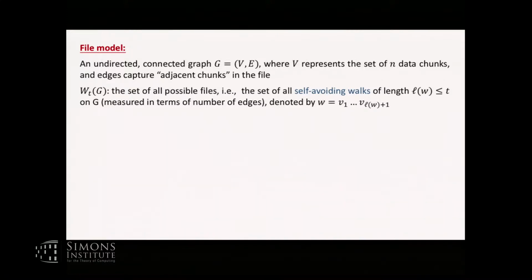The chunks have some kind of logical connections between them. It makes sense to model them as graphs, and the logical connections are explained through edges in the graph. And a path is basically what will define a file, and we're assuming that the files are not longer than length t. And why self-avoiding walk?